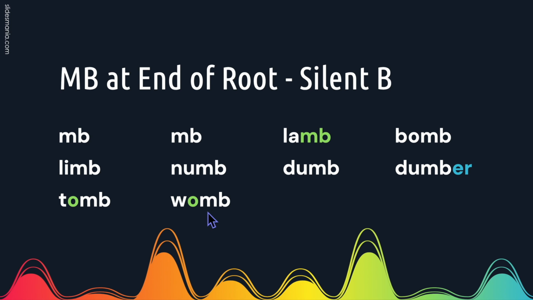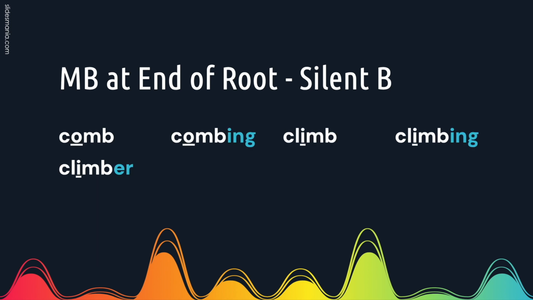These 2 letter O's are both going to have the oo sound, so tomb and womb. On this slide, all the underlined vowels will use their long sound. So we have comb, combing, climb, climbing, climber.